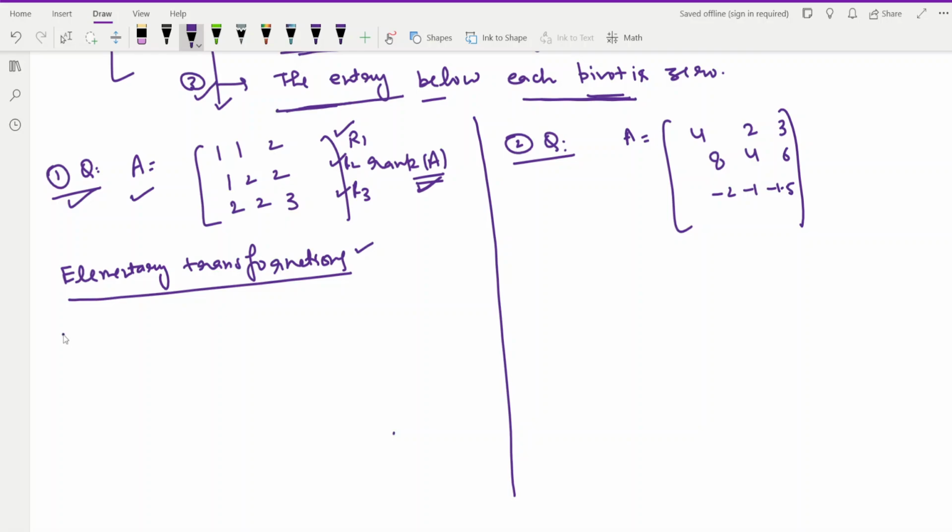So the first elementary transformation is R2 minus R1. If I apply this elementary transformation, what will be the change? I'm writing it here. R2 minus R1 will give me 0 here, and here it will give me 1, and here it will also give me 0. And this will be the same: 2, 2 and 3.